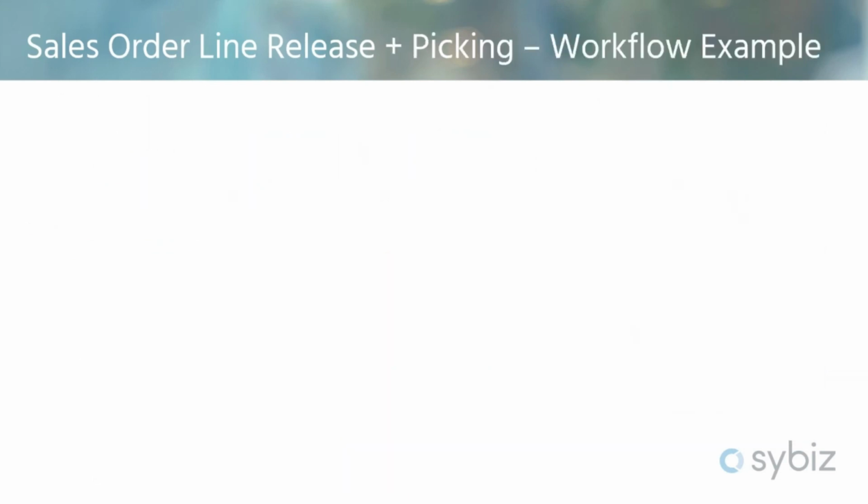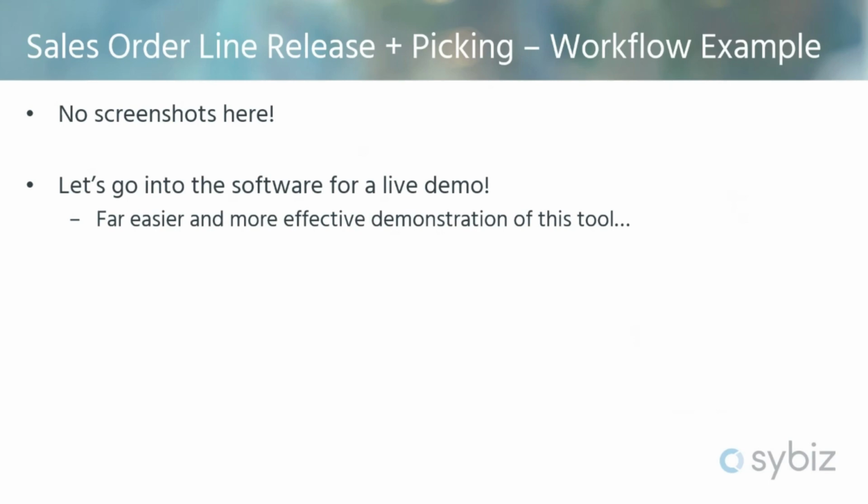So, sales order line release, workflow example, no screenshots here. So we're going to head into the software. Just one sec as I log back in, because I evidently closed the software just before I started the presentation, which was extremely silly. Fortunately, everything is mostly ready to go, so it shouldn't be too much of a hassle to get it back up.